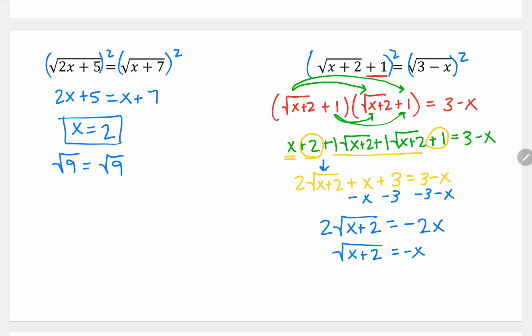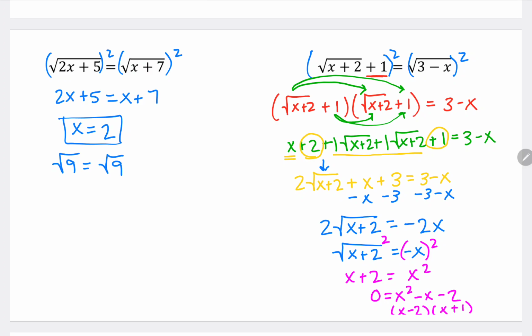Now my radical is isolated, so I can square both sides. So when I square both sides, this negative x squared is just x squared. I'm going to make it equal 0. I'm moving everything to the right side so that my squared term can stay positive. This is factorable.